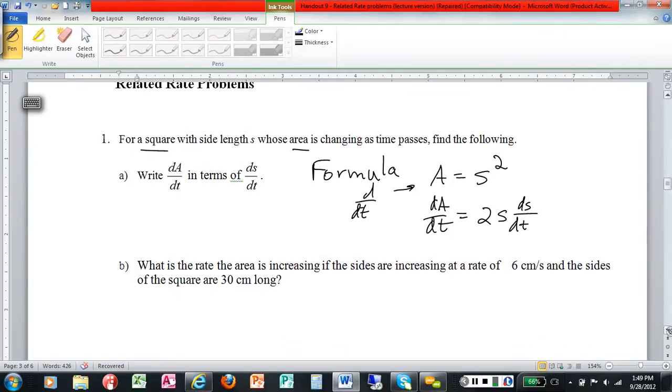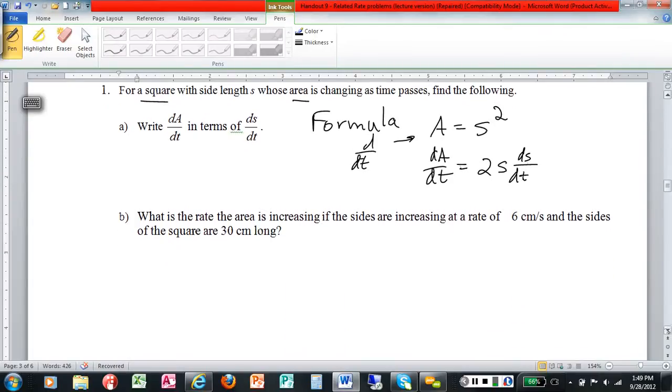Okay, problem 1b. What is the rate the area is increasing if the sides are increasing at a rate of 6 centimeters per second and the sides of the square are 30 centimeters long? This is what I'm saying. That is all in words. What is it in symbols? Well, I'm looking for the rate the area is increasing. Isn't that dA dt?